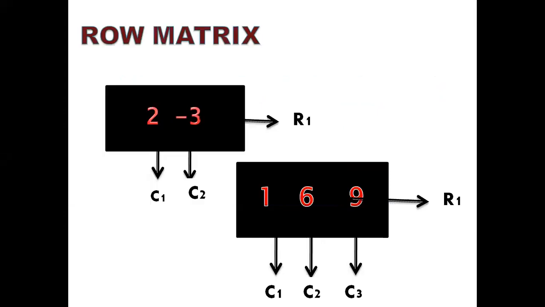The first type is row matrix. Here, two examples are given. The first example has one row but two columns. The second example has also one row but three columns. The number of columns does not matter. These two examples have just only one row. So the matrix which has only one row is called a row matrix.